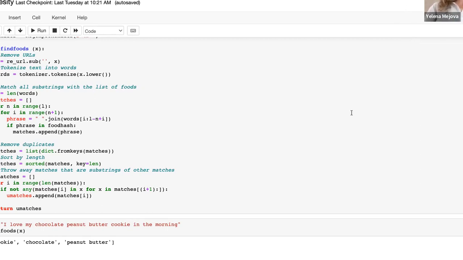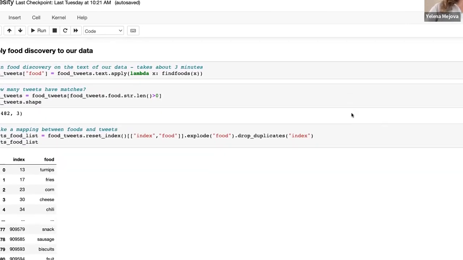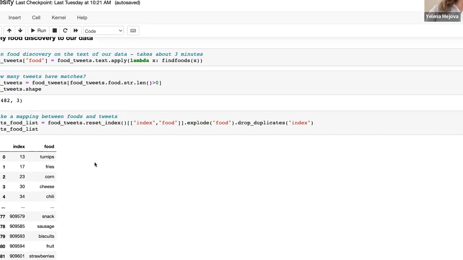Okay. So, but you get the idea. You find some things that you want to extract, you match them the best you can. And now, I guess, we are doing actual food discovery. This is the one that will run a little slow because you take the tweet text and you apply the find foods, and the foods is what you find. We got a whole lot of matches in our data set. You can see that there's a lot of them here.